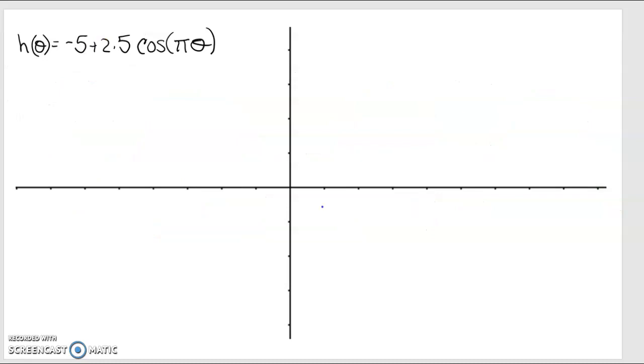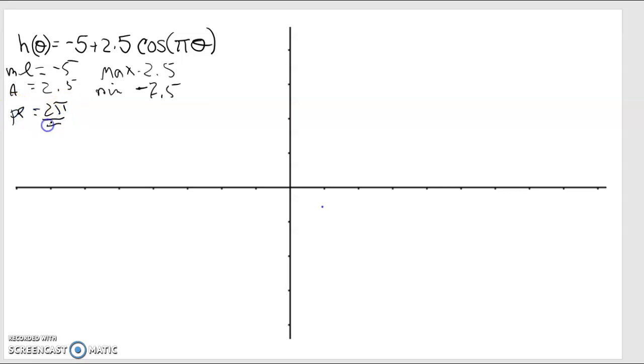Here we go. Midline is negative 5. Amplitude is 2.5. So that means our max value will be up 2.5, so our max value is going to be negative 2.5. And our min value is going to be negative 7.5. And our period is going to be 2 pi divided by pi. Oh, our period's 2.